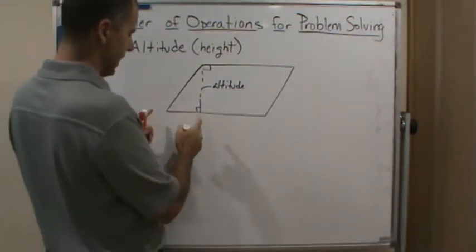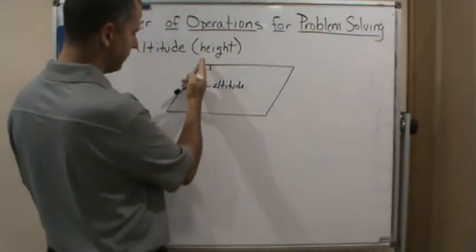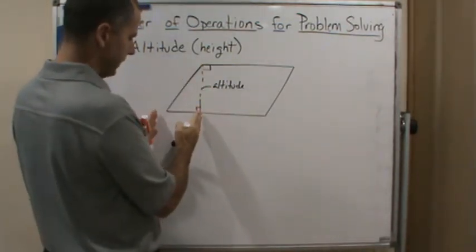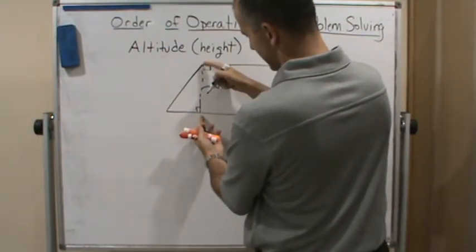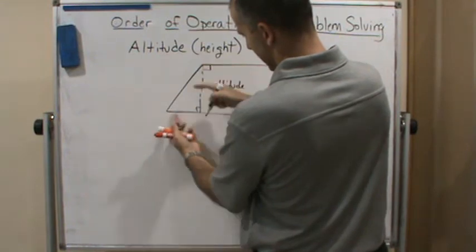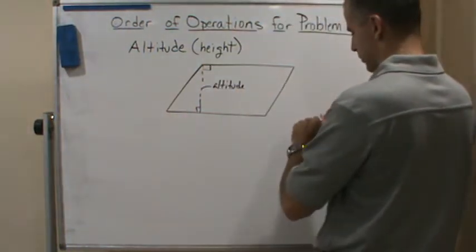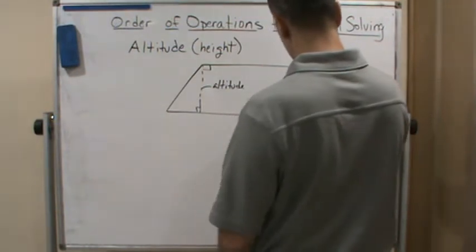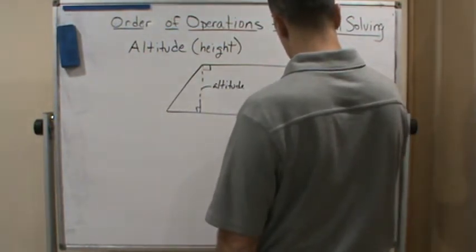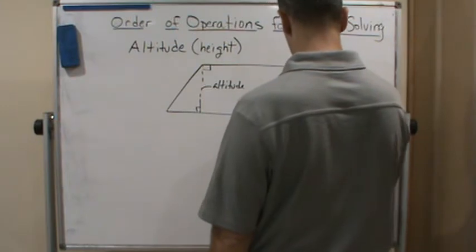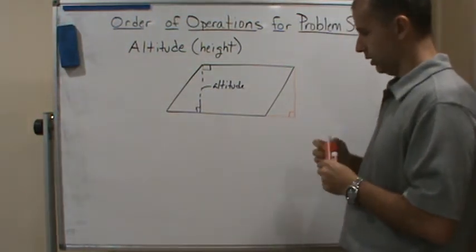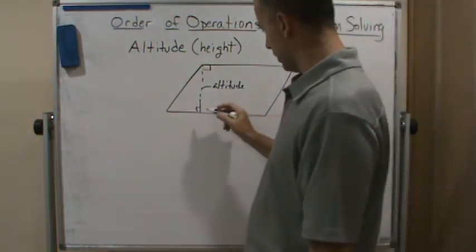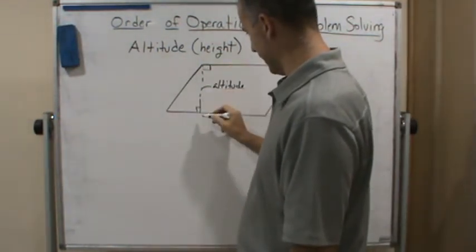Because if you were able to take scissors and cut this triangle off and slide it down, what happens is this becomes a new side. And if you slide this triangle down, you end up with a rectangle where the height is this, right?